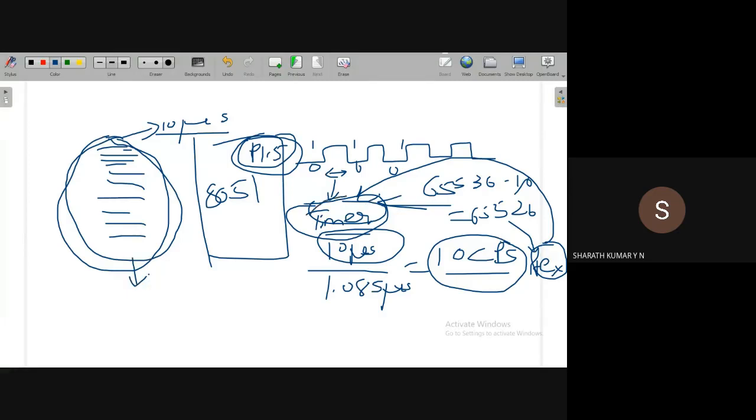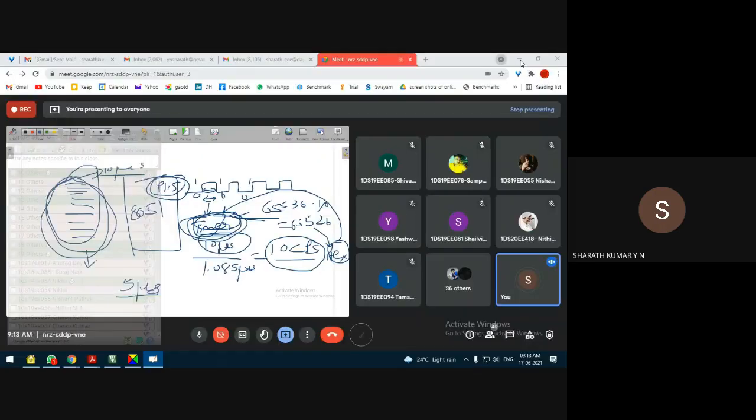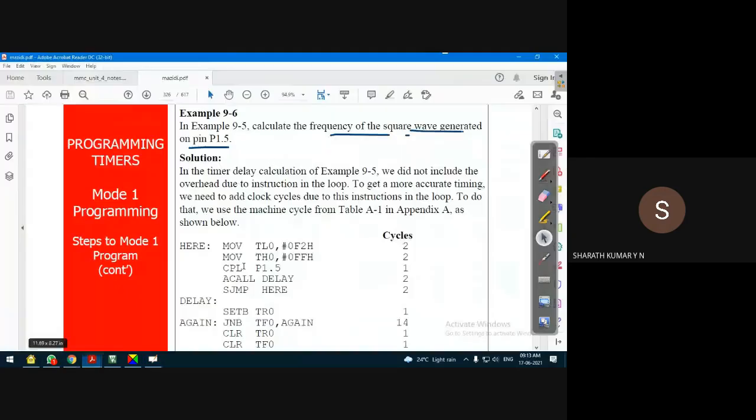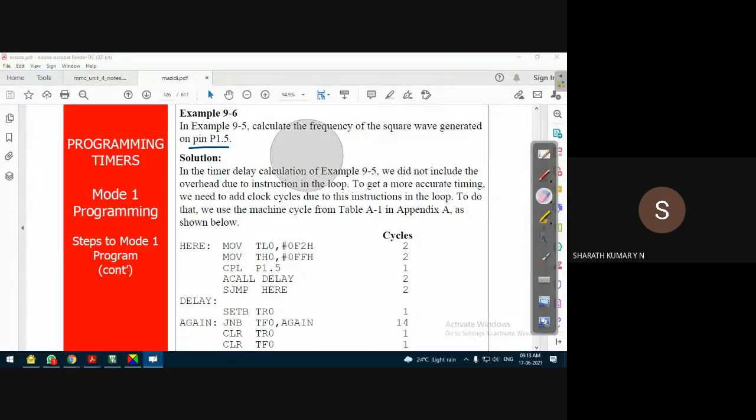Whereas with the timer, last class we saw in one program, I think we generated an approximately 5 microsecond delay. So much better accuracy is possible using a timer than using a program method to generate the delay. Okay, so in this program, what we are doing now is generating the square wave on P1.5.